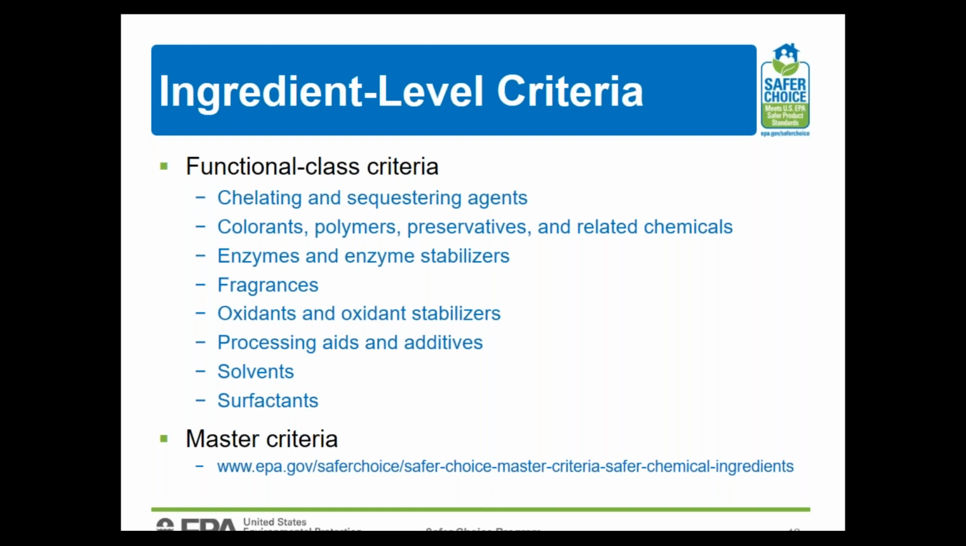And when we're looking at a chemical, we have these functional class criteria that they have to meet. If it doesn't fall into one of these functional class criteria, then we review it against our master criteria. And we have a very long link here where you can go and see all of the endpoints that our program looks at.